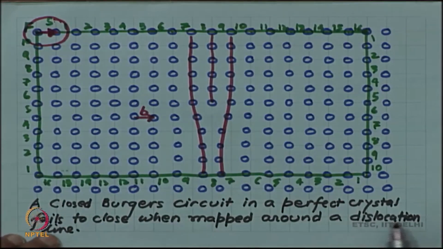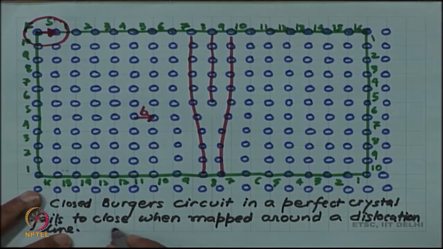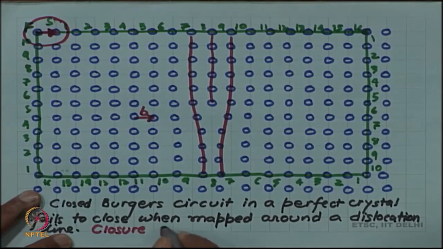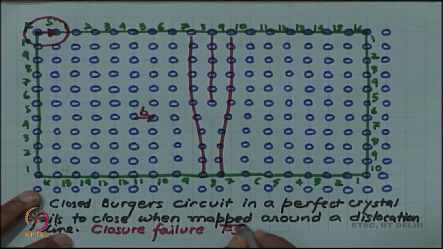So, a closed Burgers circuit in a perfect crystal fails to close when mapped around a dislocation line, and the closure failure, in this case finish to start, is the Burgers vector.